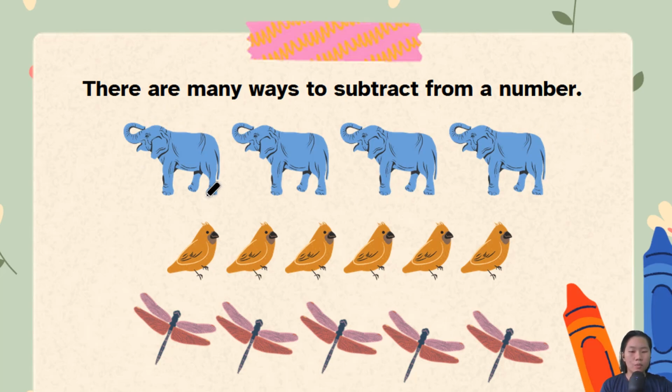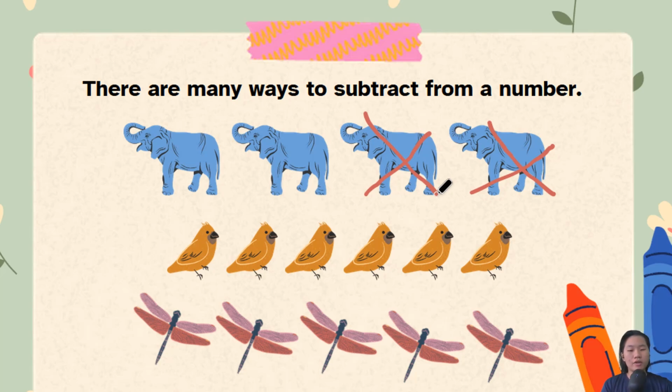I have 1, 2, 3, and 4. So I have 4 elephants. Now, let's say 4 minus 1. What's the difference of 4 and 1? So I'm going to cross out one elephant. We have 3. So the difference between 4 and 1 is 3. Now, what happens if I cross out another 1? 2. 2 is the difference between 4 and 2.